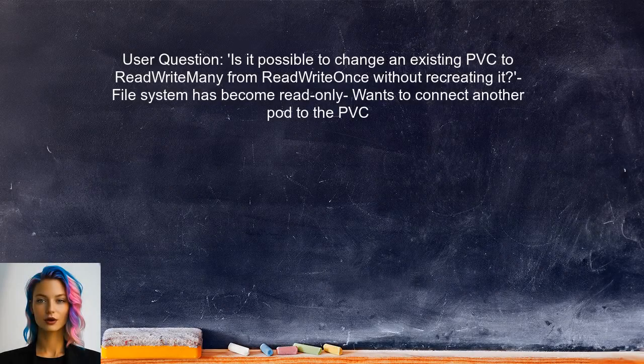Here's the specific situation we're addressing today. One user asked, is it possible to change an existing PVC to ReadWriteMany from ReadWriteOnce without recreating it? They mentioned that their file system has become read-only, and they want to connect another pod to the PVC to investigate. Sound familiar? Let's dive into this together.